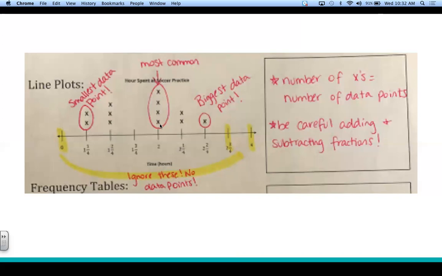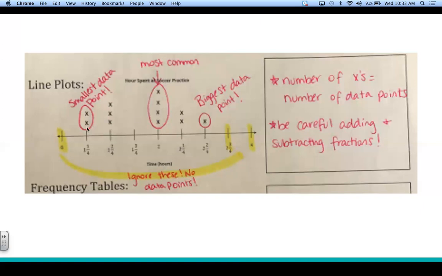So there's 1, 2, 3, 4, 4 kids that did that, right? Is that right? Sorry. Yep. I know it is hard to read it on there. Yeah, so 4 kids spent 2 hours practicing soccer. Yes. Okay, and then you can see another thing noted. The smallest data point would be 2 kids spent 1 and 3/4 hours practicing.